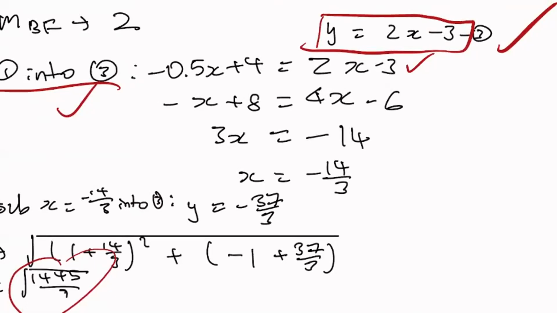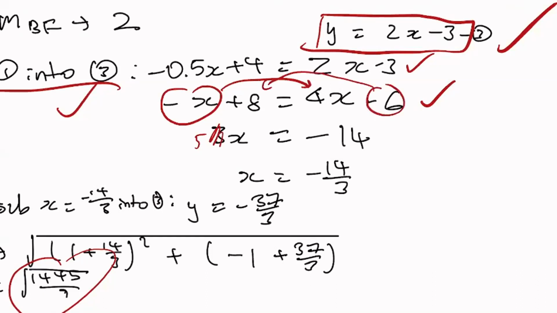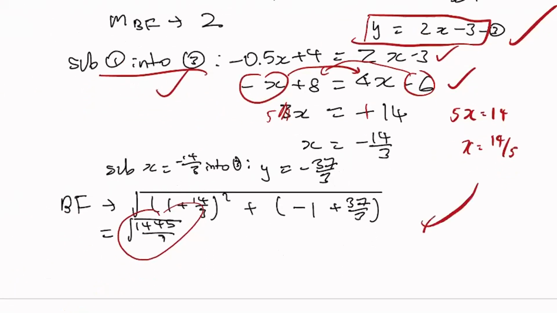Times 2. Oh no, minus x bring over become plus x. It's not 3, it's 5. Oh, okay. Minus 6 bring over become plus 6. So 8 plus 6, which is positive 14. So 5x equal to 14. x equal to 14 over 5. Okay, yeah. I keep on doing that. Error carry forward. Just do it slowly.